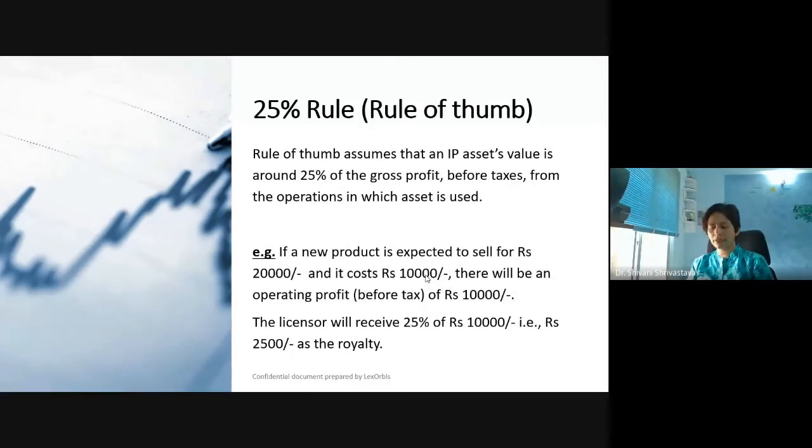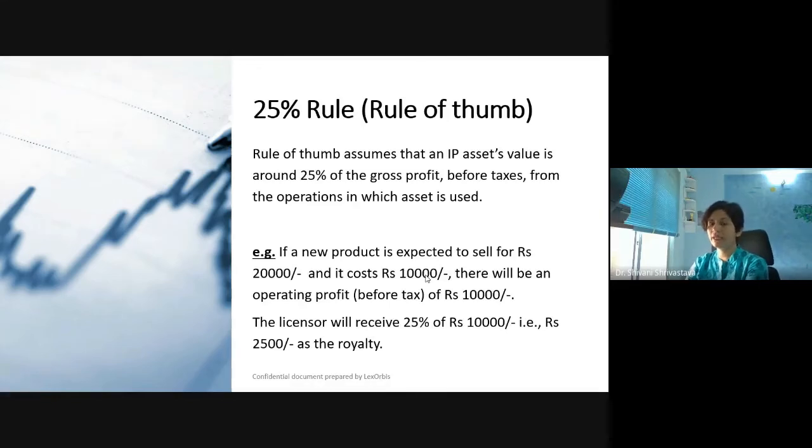There is an example to define the royalty rates. This is being used in the evaluation of the technology, or to decide what should be the royalty given to the licensor by the licensee. This is called the rule of thumb. I suppose there is a lecture scheduled tomorrow on valuation. There, Mr. Jacob would be covering these things in detail, like how to evaluate the technology and what the numbers should be. So I'm just briefly covering the basics here.